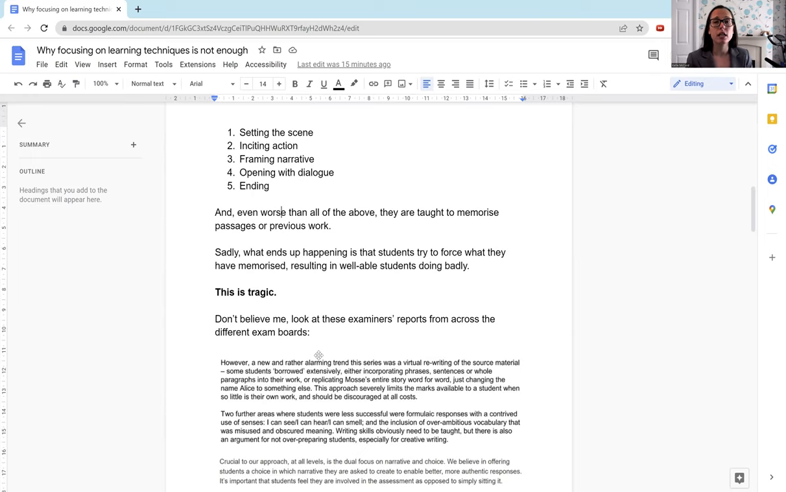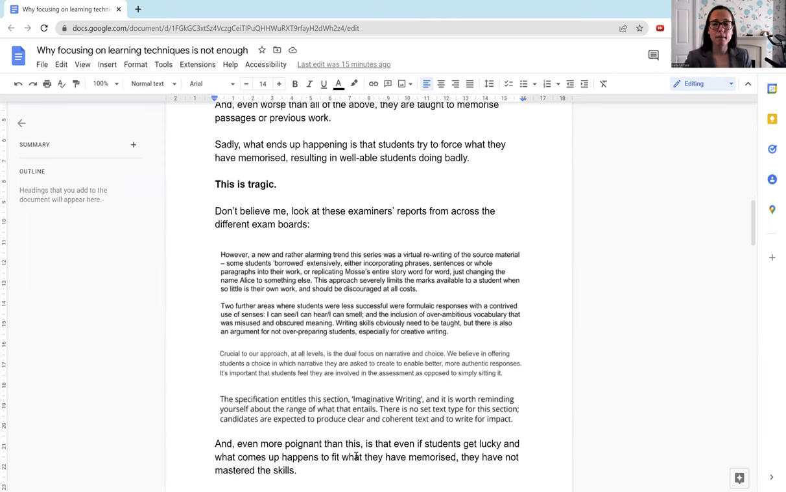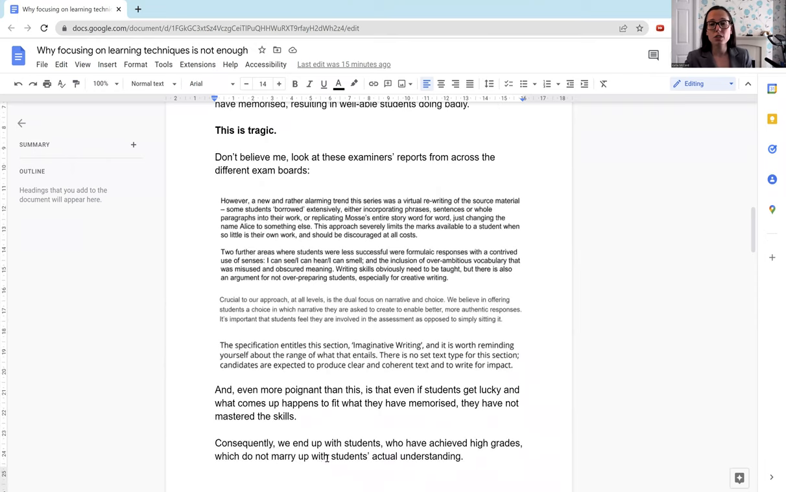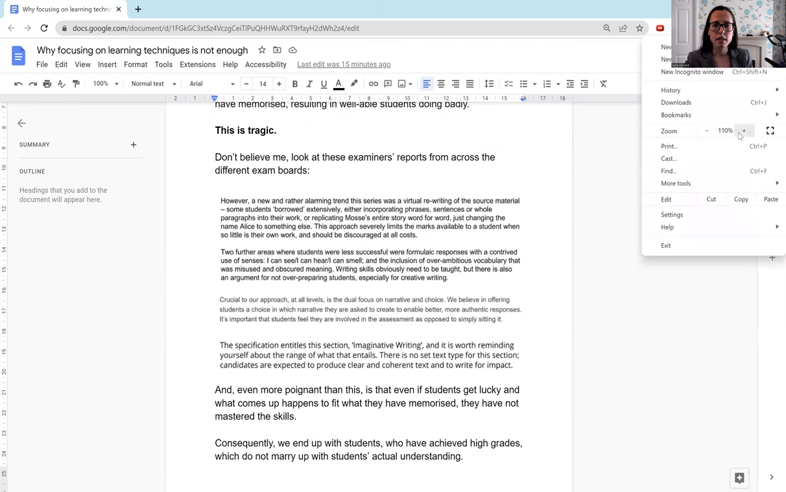And this is tragic because students feel that they can be coached effectively to pass the exam without truly understanding what is being required of them, what's being asked of them. And if you don't believe me, take a look at these examiners' reports. Now, these are from a collection of examples. The first one is AQA, and I really want to zoom in here so that you can see this.